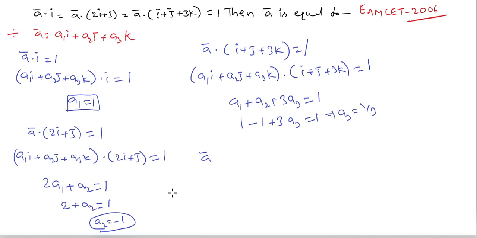So therefore, the A bar vector is a1 i plus a2 j plus a3 k. Taking the values of a1, a2, a3, A bar is i minus j plus 1 by 3 k.